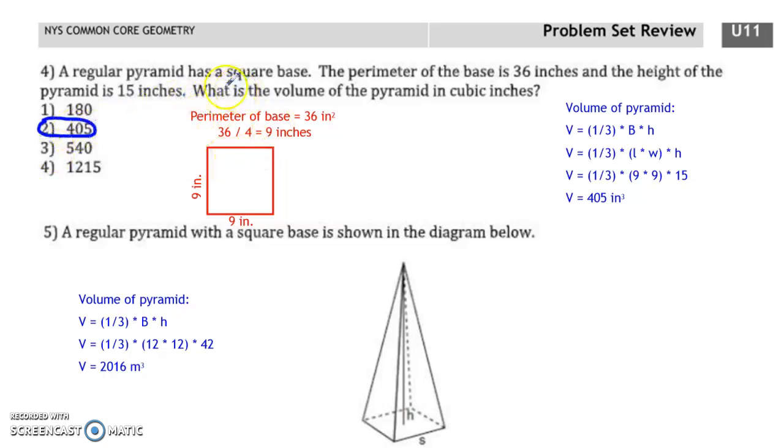For question 4, it asks us about the volume of a pyramid. It tells us the perimeter of a base. Well, it's a square base, and 36 inches as a perimeter means that each of these sides is 9. In other words, 36 divided by 4, because they're all the same size sides, is equal to 9 inches. Then we just plug it into the formula.